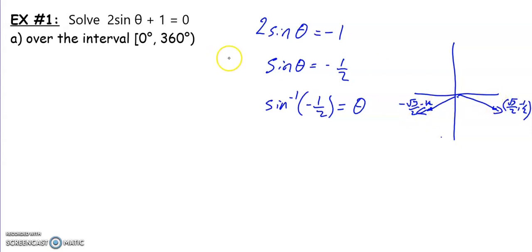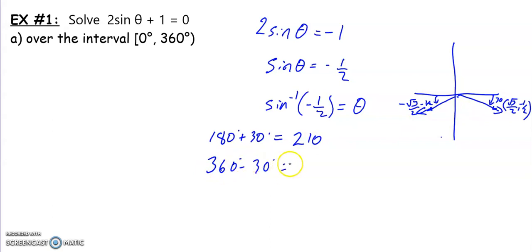Boom. My answer is in degrees, so my reference angle in both cases is 30 degrees. So I'm going to go 30 degrees down from the x-axis in both cases. So for this first one, it's going to be 180 degrees plus 30 degrees. So that will be 210. And then in my second one, we are going to do 360 minus 30 degrees. And that gives me 330 degrees. So that's what theta is.